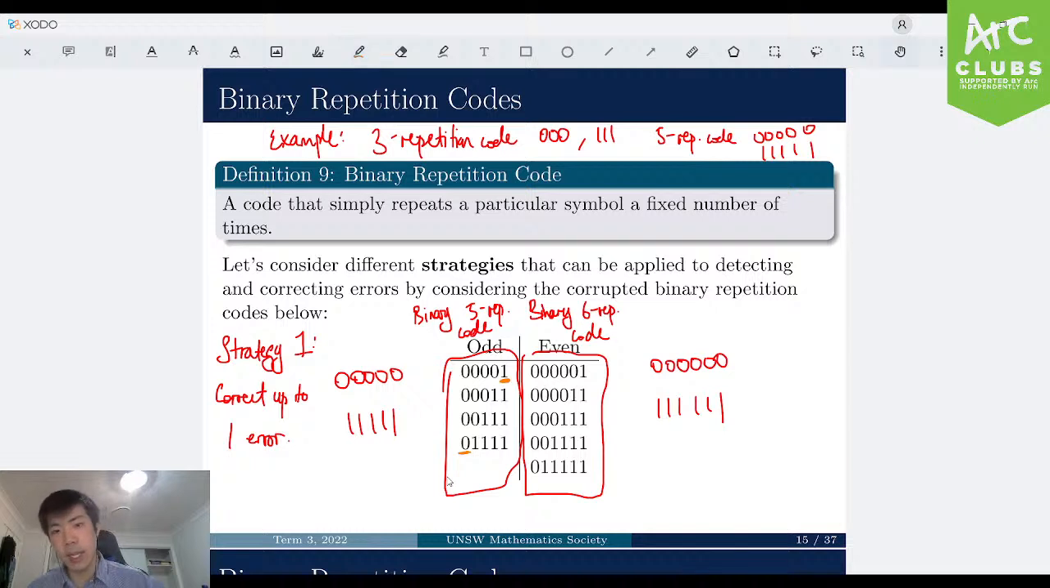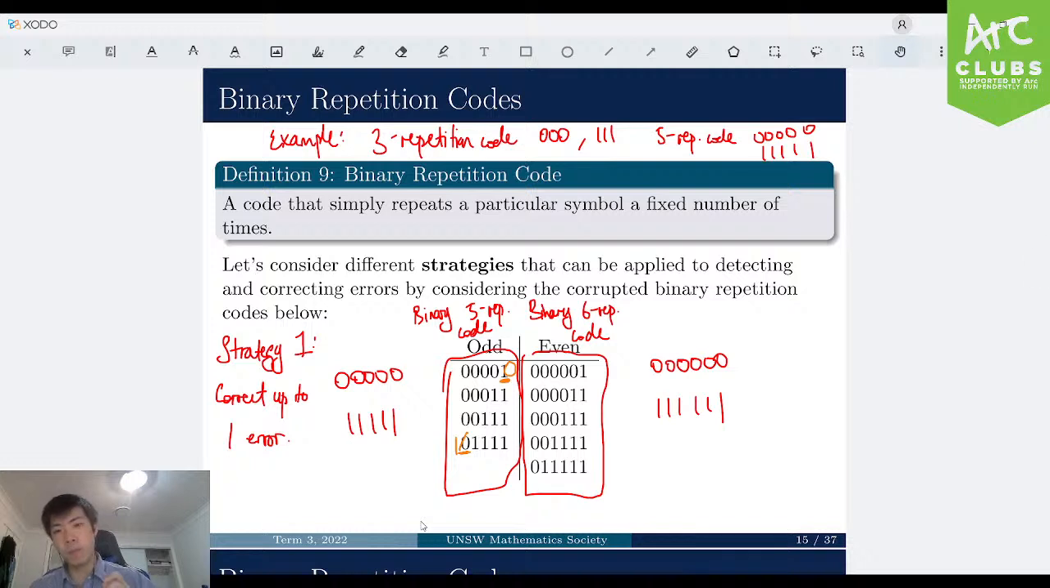For strategy 1, if we can see a single error, then we're happy to correct that single error. So we see a single error here, and we're happy to change this into 0, 0, 0, 0, 0. Similarly, in this last code word, we see a single error. We believe this 0 used to be a 1 and got flipped to a 0, so we're happy to correct it to a 1. That's all this first strategy is saying.